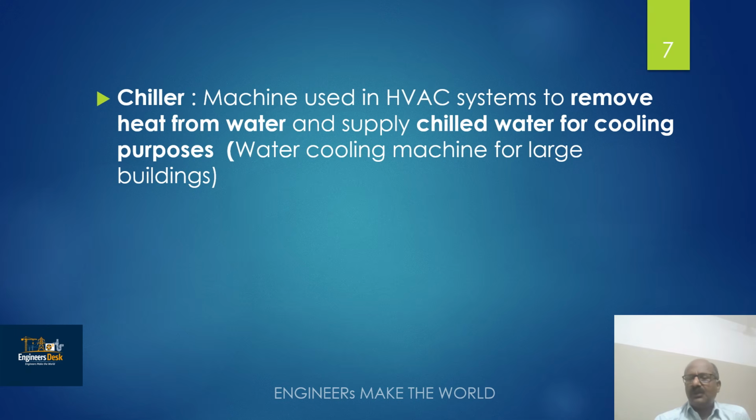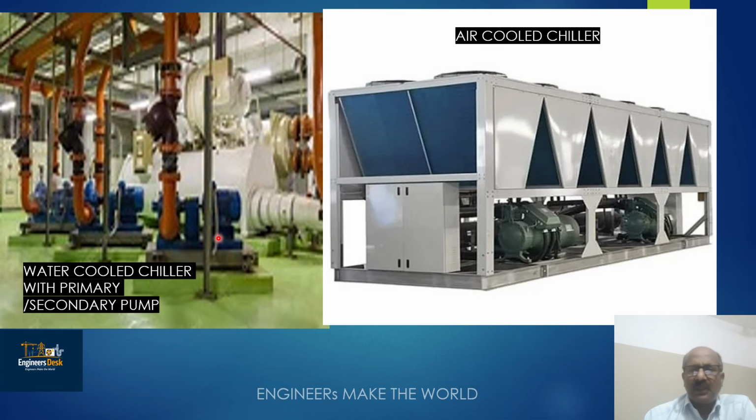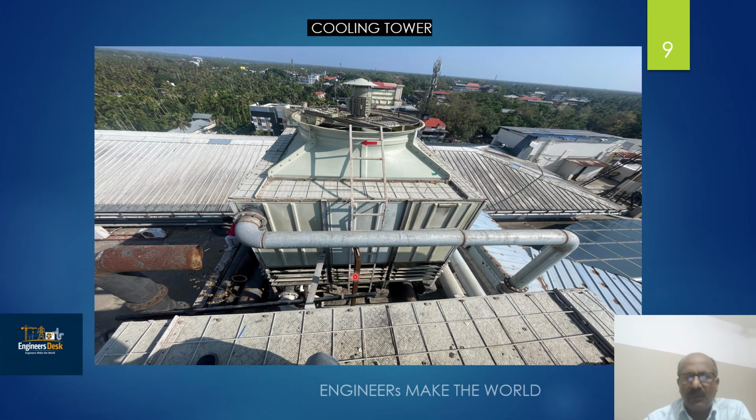Chiller is the machine used in HVAC systems to remove heat from water and supply chilled water for cooling purposes. We can say it's a water cooling machine for large buildings. Here in this picture you can see two types of chiller: one is an air cooled chiller and one is a water cooled chiller. In an air cooled chiller, air is used as the cooling medium to cool the water, and in a water cooled chiller, a cooling tower is used as the cooling area. This is a picture of a cooling tower. Maybe you have seen it in some buildings.